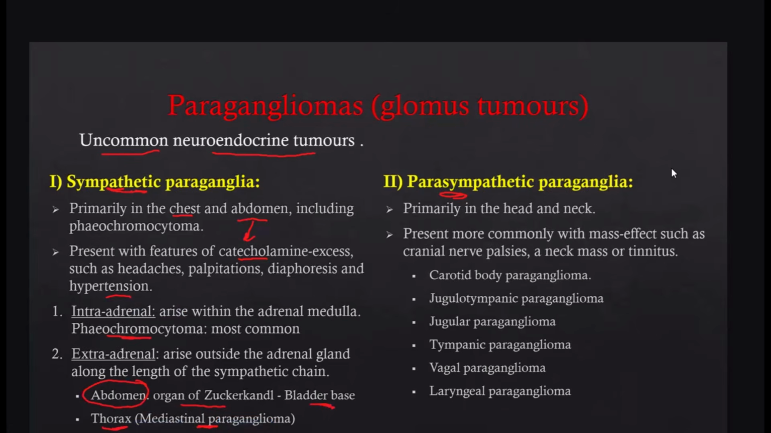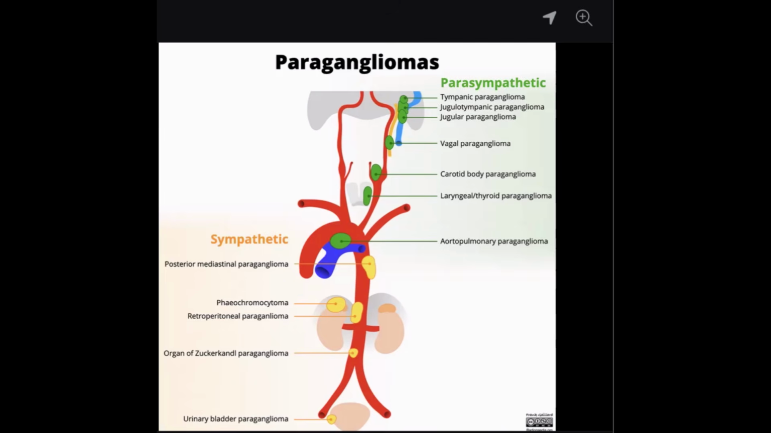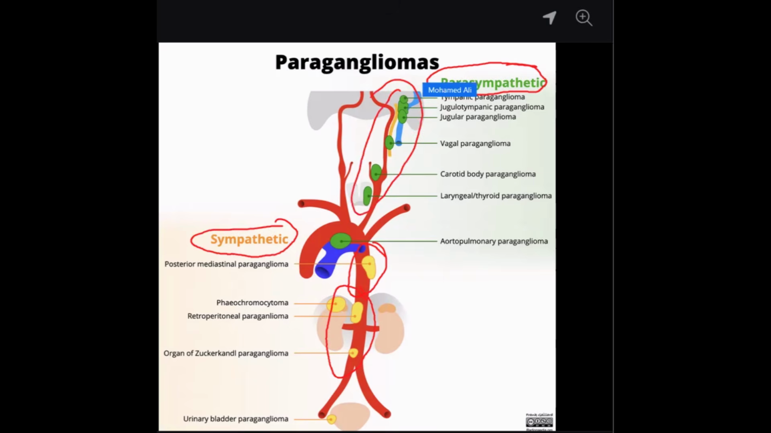On the other hand, we have parasympathetic paraganglia. It's more common in the head and neck. It is more likely to cause mass effect, not secreting any hormones, as you can see, and we have different types. The most common is carotid body paraganglioma. As you can see here, the paragangliomas can be classified into parasympathetic and sympathetic. Sympathetic is localized in the posterior mediastinum and retroperitoneal structures in the abdomen, while parasympathetic is more common in the head and neck groups.